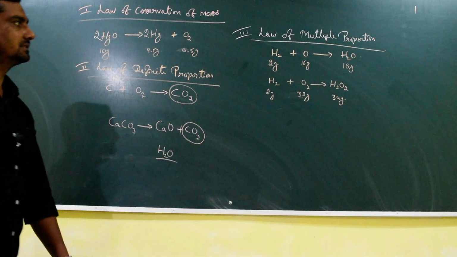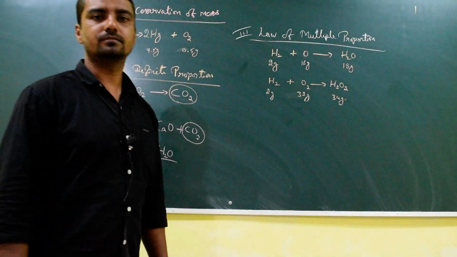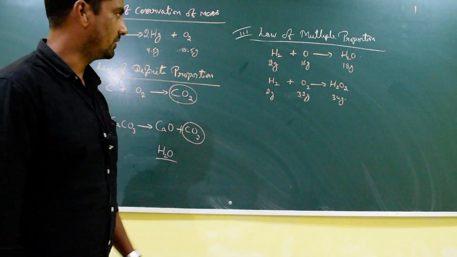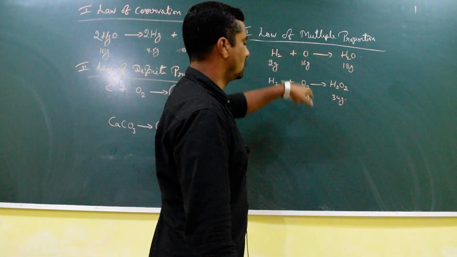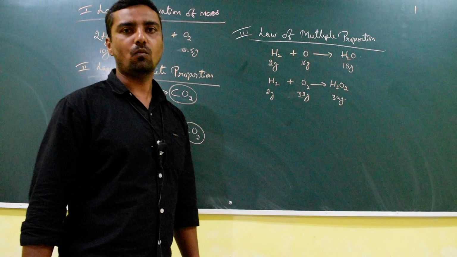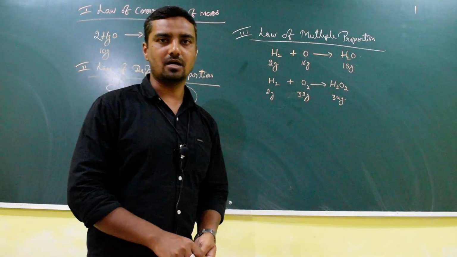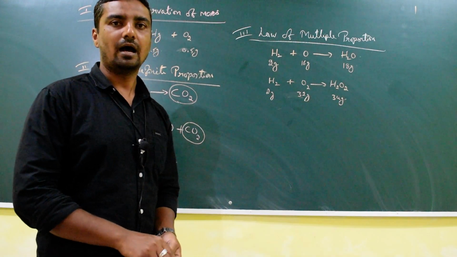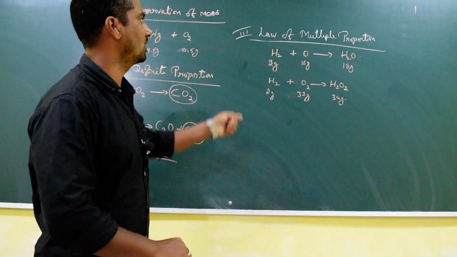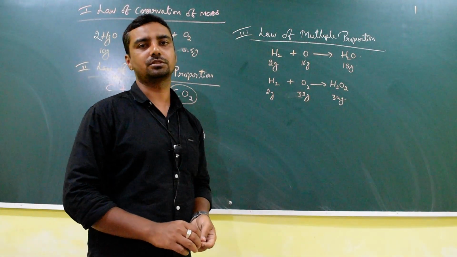When two elements combine to form more than one compound, for example these are the two elements, right? The two elements combine to form more than one compound. The mass of one element is fixed with the other element. That is called the law of multiple proportions.